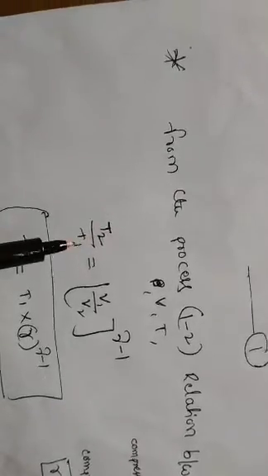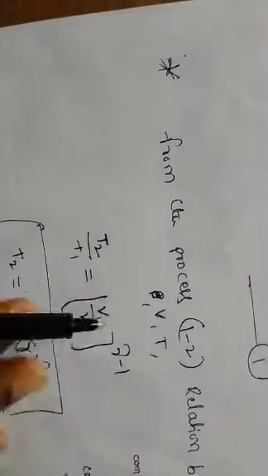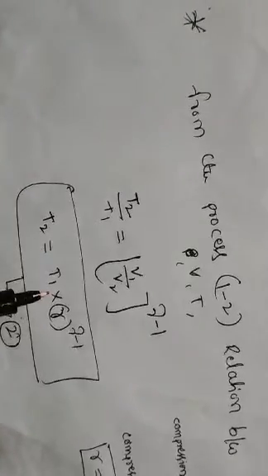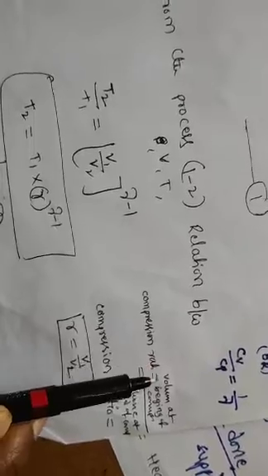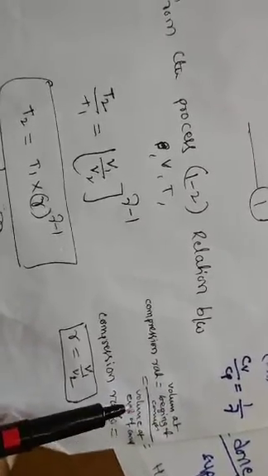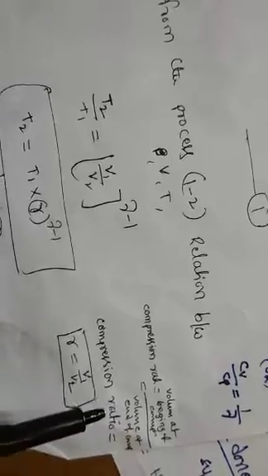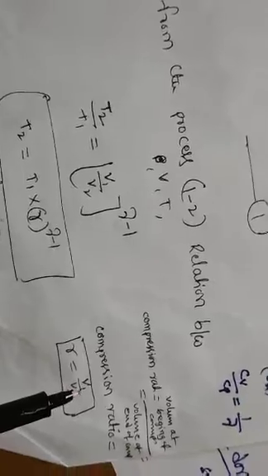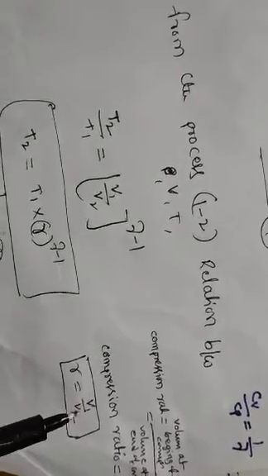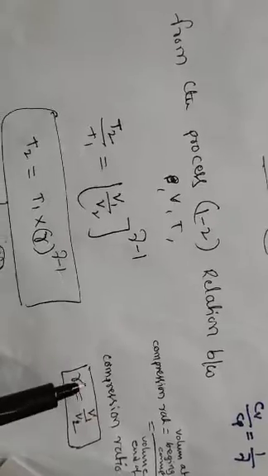According to that relation we can write T2 by T1 is equal to (V1 by V2) whole to the power of gamma minus 1. From this relation we can write T2 is equal to T1 into (V1 by V2)^(gamma minus 1). V1 by V2 is nothing but the compression ratio: volume at the beginning of the compression divided by volume at the end of the compression. So r is equal to V1 by V2, before compression volume by after compression volume. So V1 by V2 is nothing but small r, that is the compression ratio. So T2 is equal to T1 into r to the power of gamma minus 1. So this is our equation number 2.